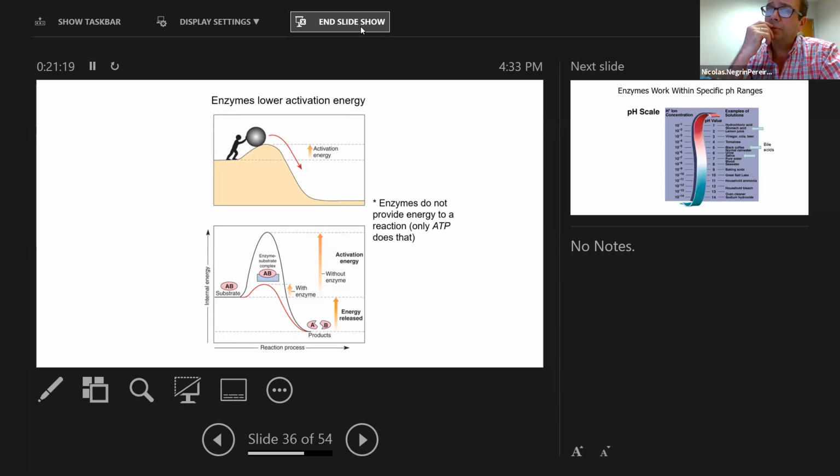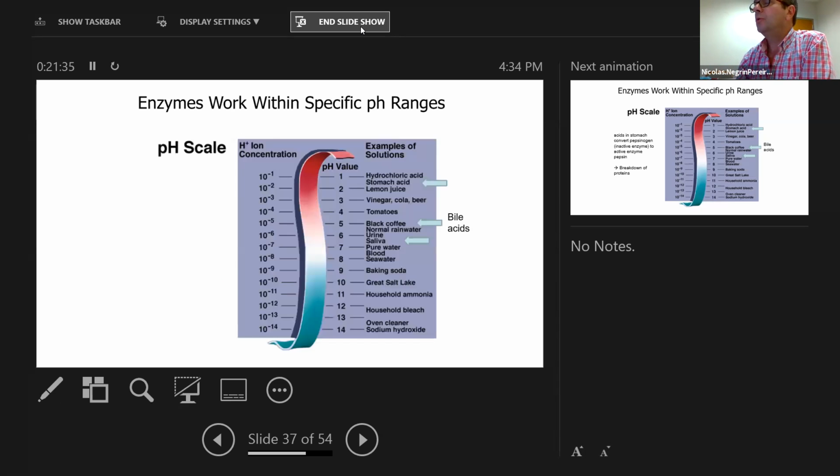And another concept that is really important to make clear here is that enzymes do not provide energy to a reaction. The only one that can do that is ATP. Remember, I always mention it to you, I call it the energy currency of the body. And the other thing that is important to know, and that explains why there is such a regionalization or compartmentalization of the digestive tract, is that enzymes are very specific in the range of pH in which they become active. According to the enzyme is the pH.